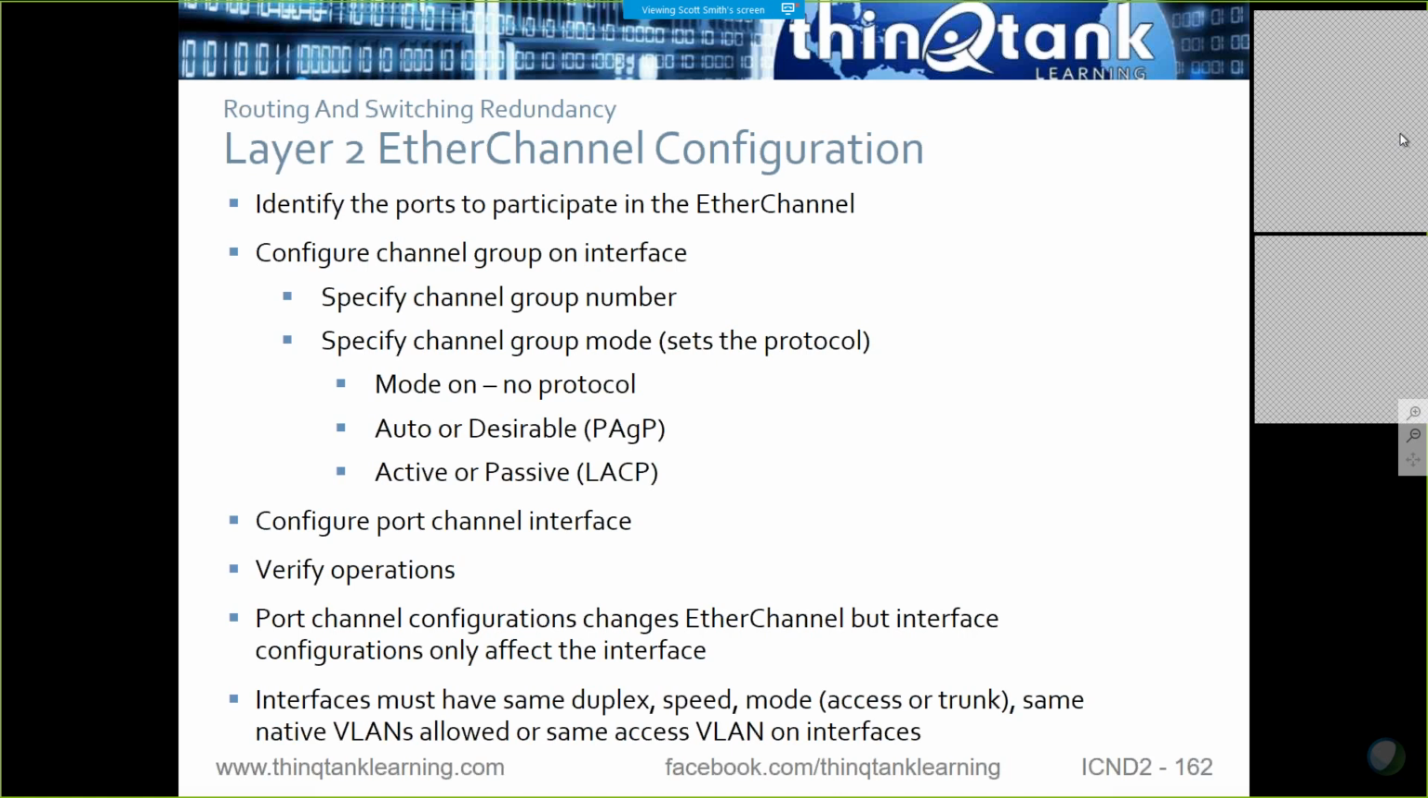But in order to do ether channel, there's a few requirements. Number one, the interfaces all have to be the same type. You can't bundle fast Ethernet and gigabit Ethernet interfaces together. They have to have the same speed, the same duplex. Essentially, every single configuration on the interfaces in the ether channel has to be the same. If you make one difference, even a description on the interface, it will not join the ether channel. So it's very important that you make sure that all of your interfaces have the same configuration.